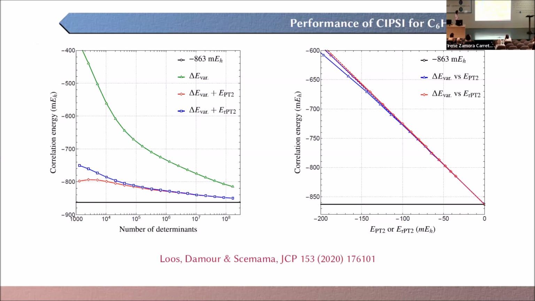I have my variational plus PT2, and as usual, I'm going to plot my correlation energy, which is variational, as a function of my second order energy. Try to push as much as possible so that I get to this nice linear regime, and I can extrapolate the results. So here we went to 200 million determinants, so we had to push the calculation very, very far.